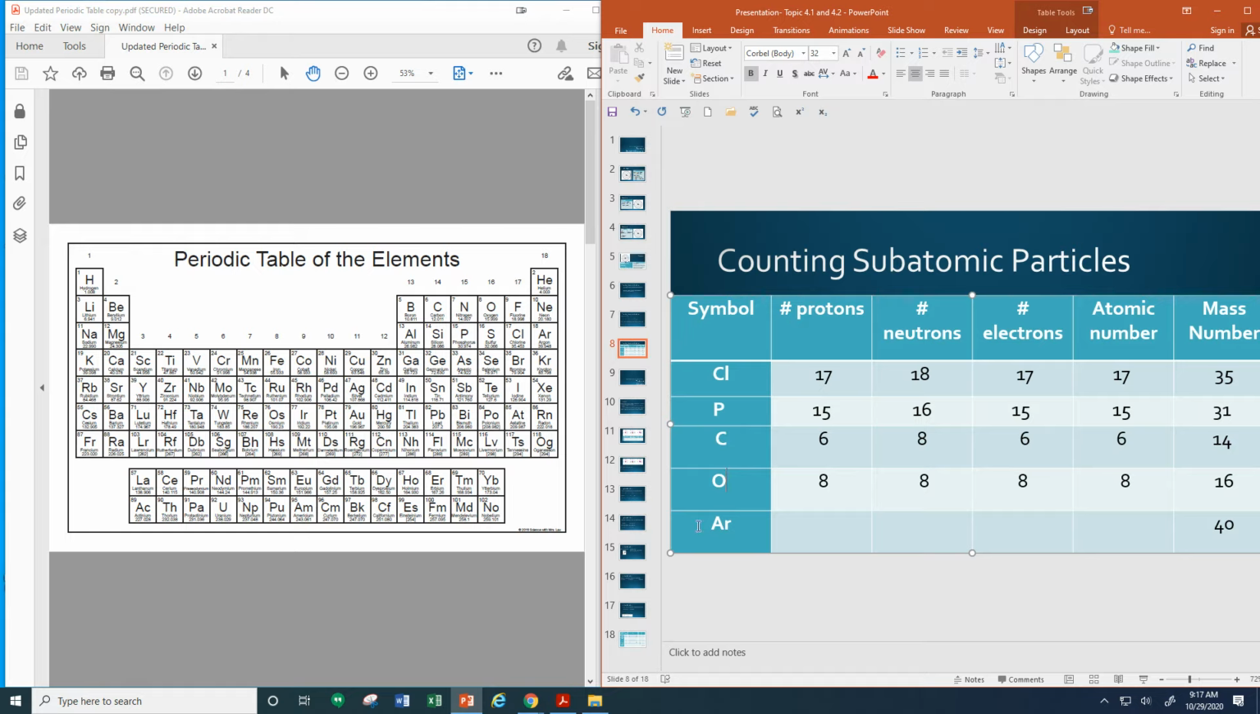Second letter is lowercase. Argon is over here in column 18. It's atomic number 18. So that tells us that protons and electrons are 18. So from there, we're just left with one last piece, taking mass minus atomic number. So we have 22 neutrons.